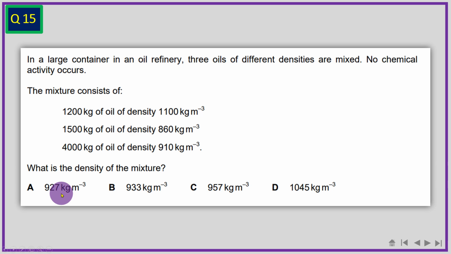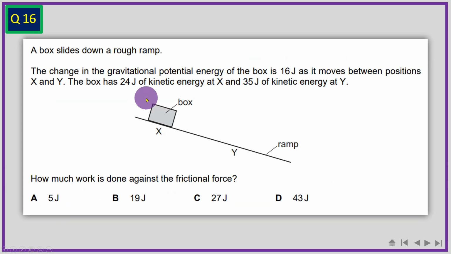So if you follow those steps, you will find that the density of that mixture is 927 kilograms per meter cubed. Let's go to question 16.